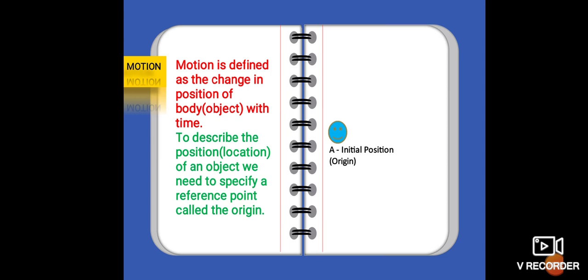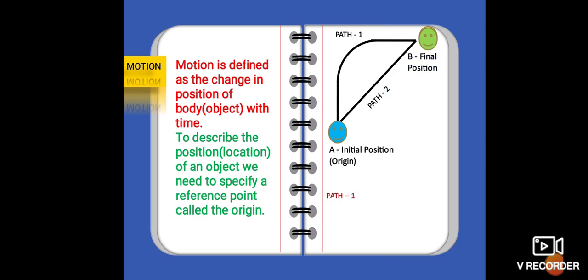Now from this initial position, this smiley covers some distance from path 1 and goes to its final position, and another smiley covers some distance and goes to that same final position from path 2. What is the difference between path 1 and path 2? Here path 1 is the distance and path 2 is the displacement.